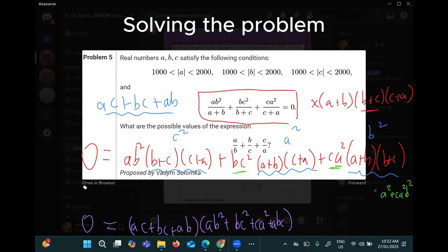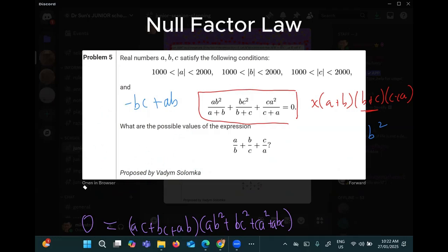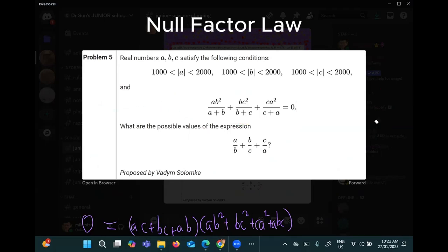Okay, so now I have two things that times together to get 0. What does that mean? One of them has to be 0, right? We actually used to just say that. Now in school, they put a name to this. They call it the Null Factor Law or something, yeah? But the problem with calling it the Null Factor Law is they want people just to memorize it without understanding why it's true, right? Is it obvious why this is true?